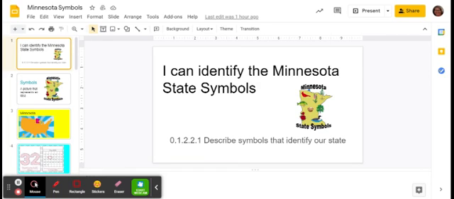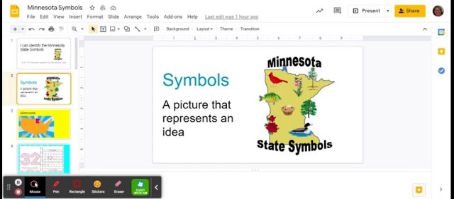Hi, kindergarten. We're back again today for part 2 about learning about the Minnesota state symbols. We've got that same I can statement again. I can identify the Minnesota state symbols. Just to review again, we learned in part 1 that symbols are a picture that represents an idea.